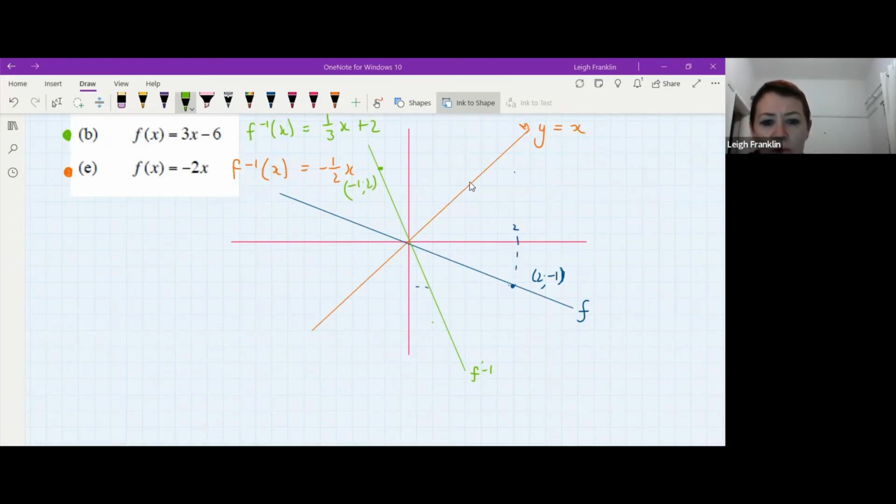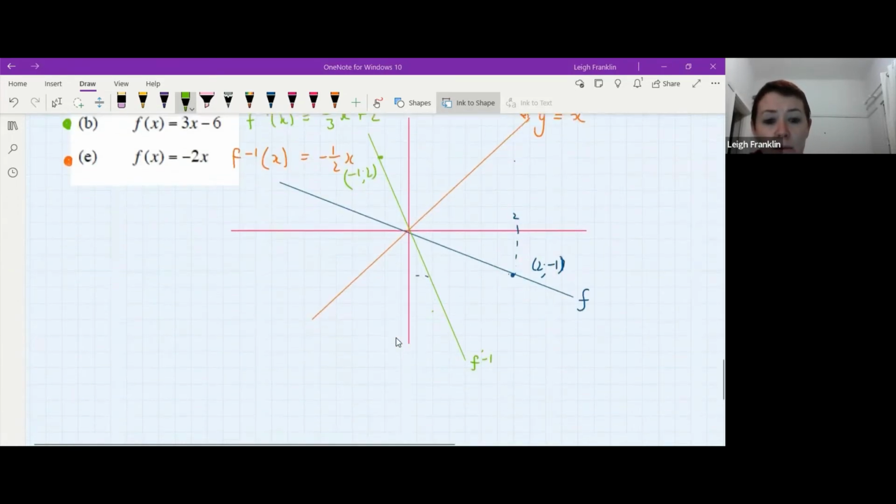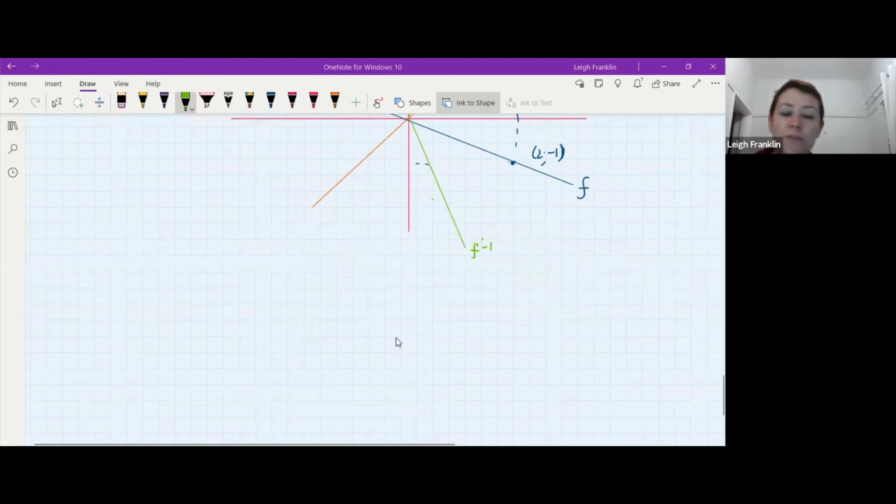Yes, Boitshepo, how did I get the coordinate (3, 3)? Oh, you mean in the previous one? So you've got to equate the two functions with one another. Let me just go back here and look at what we had. So we had 3x minus 6, and that was equal to 1/3 x plus 2.